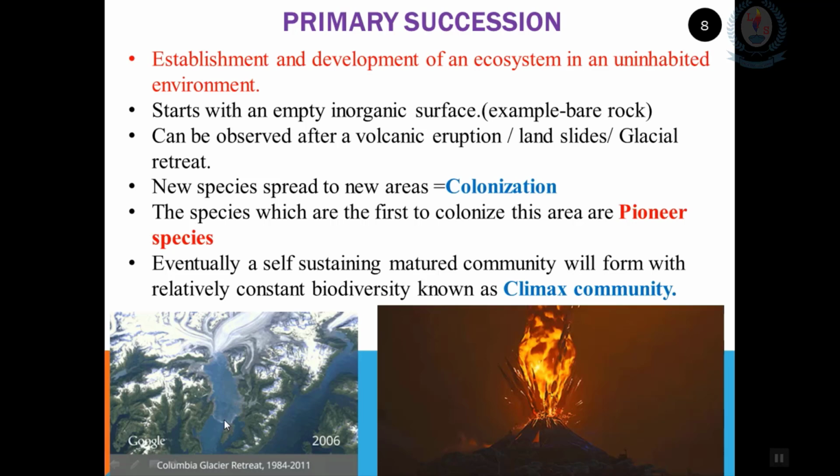In this picture here, you have a frozen glacier, and with time, as the seasons change and the planet is also warming up, this glacier retreats and exposes a new barren land which can then be developed into a luscious ecosystem. The first stage of primary succession is colonization, and the first organisms to appear on land because of this colonization process are known as the pioneer species.